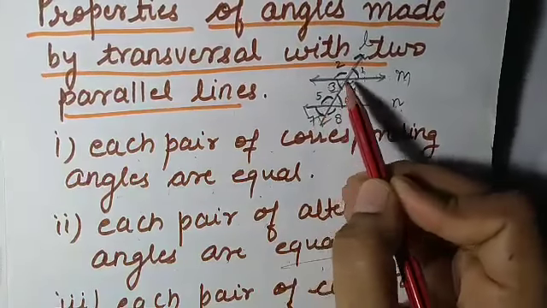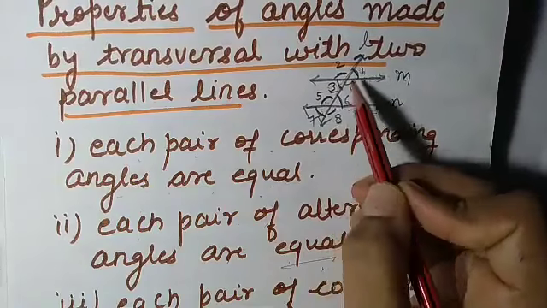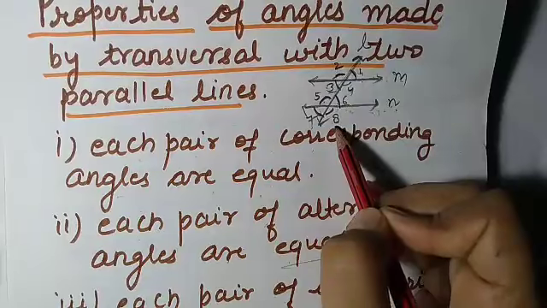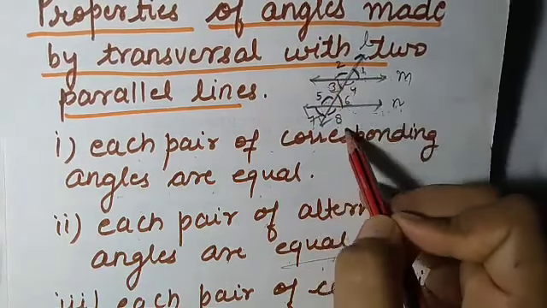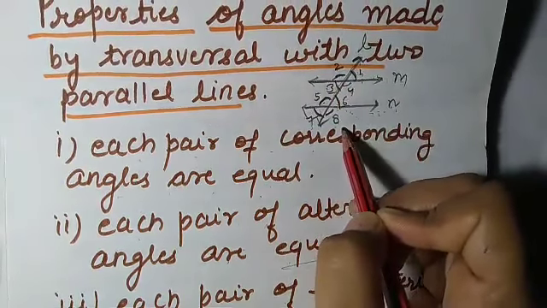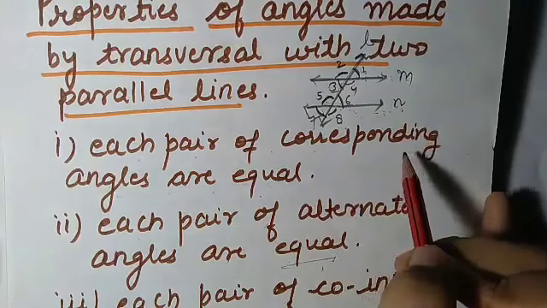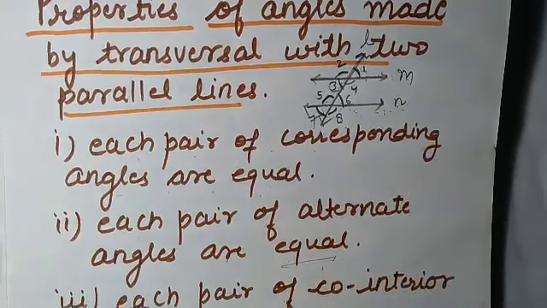1 and 7 are equal. 2 and 8 as well. 1 and 7 is a pair of alternate exterior angles, and 2 and 8 is also a pair of alternate exterior angles. The naming and the recognition I have already told you. So these are equal whenever the lines are parallel.